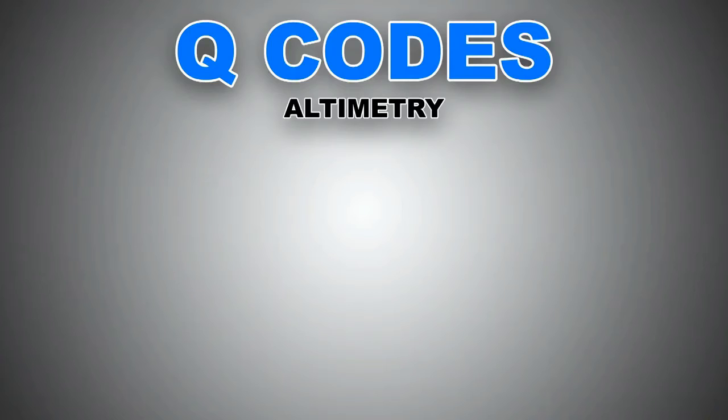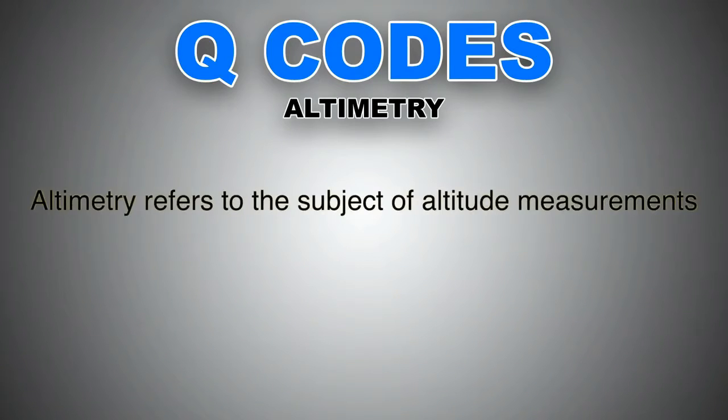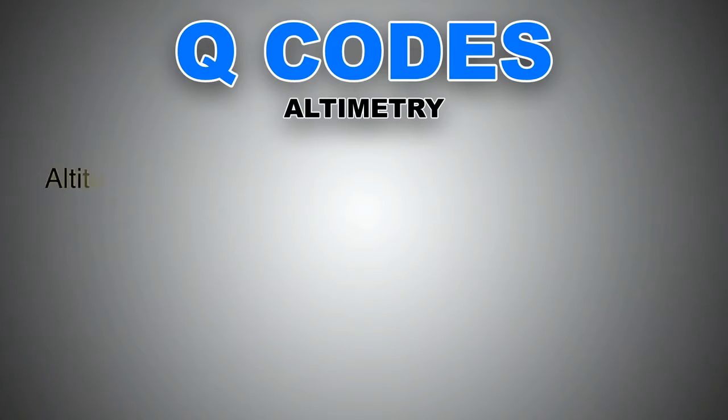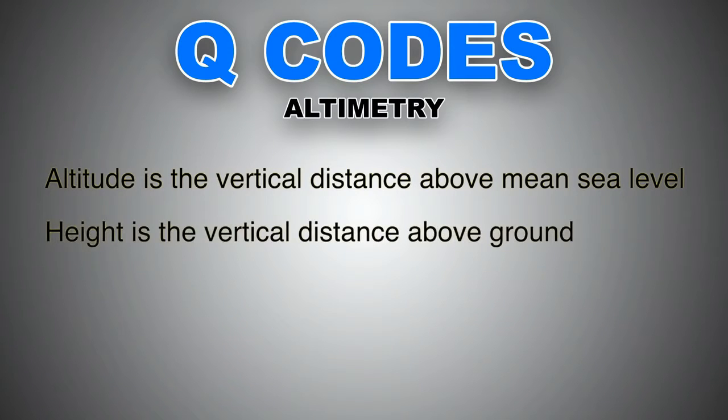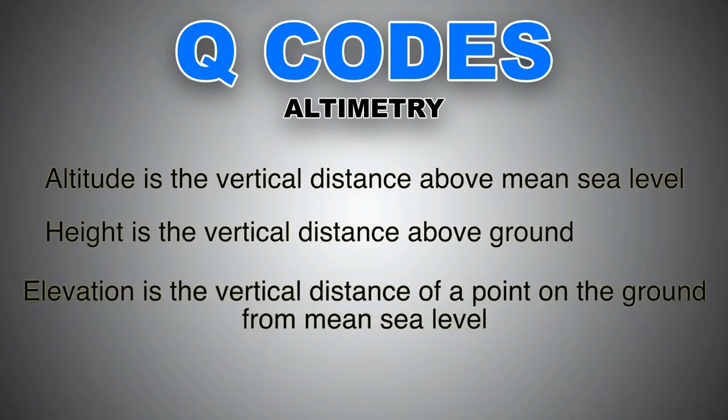We will start by taking a look at altimetry first. Altimetry refers to the subject of altitude measurements. For ease of understanding, let's tackle some terminology first. Altitude is the vertical distance above mean sea level. Height is the vertical distance above ground or terrain. Elevation is the vertical distance of a point on the ground from mean sea level.